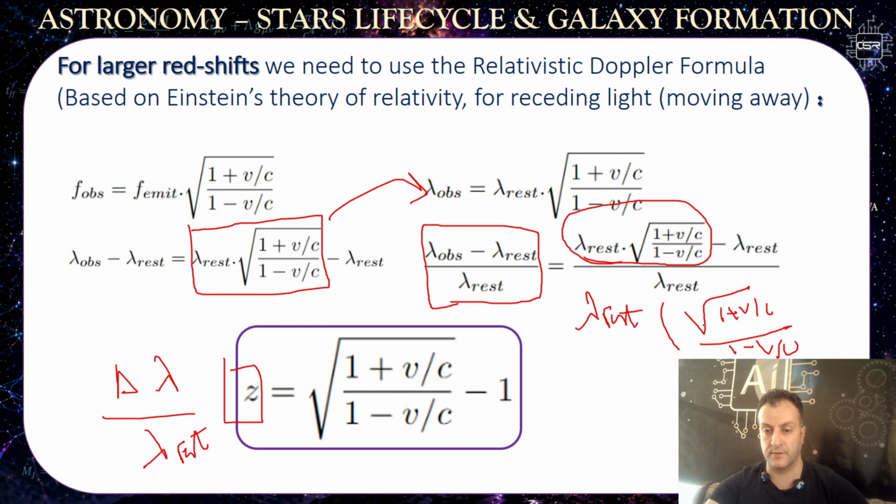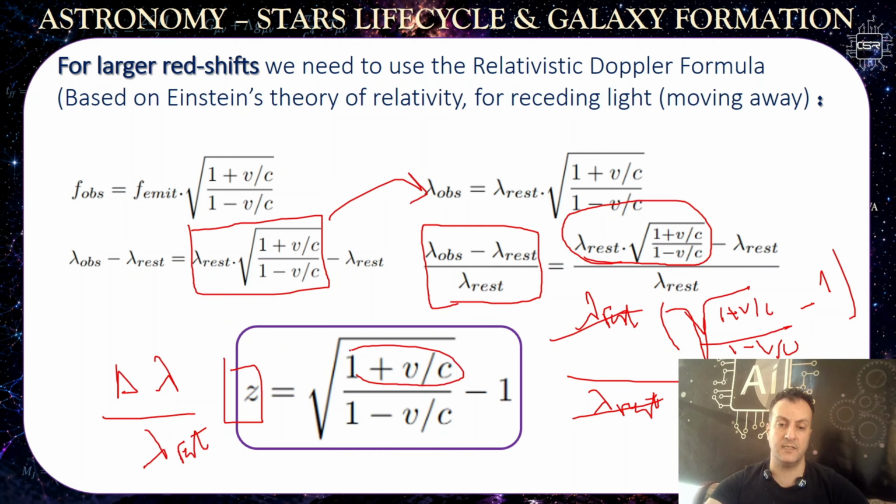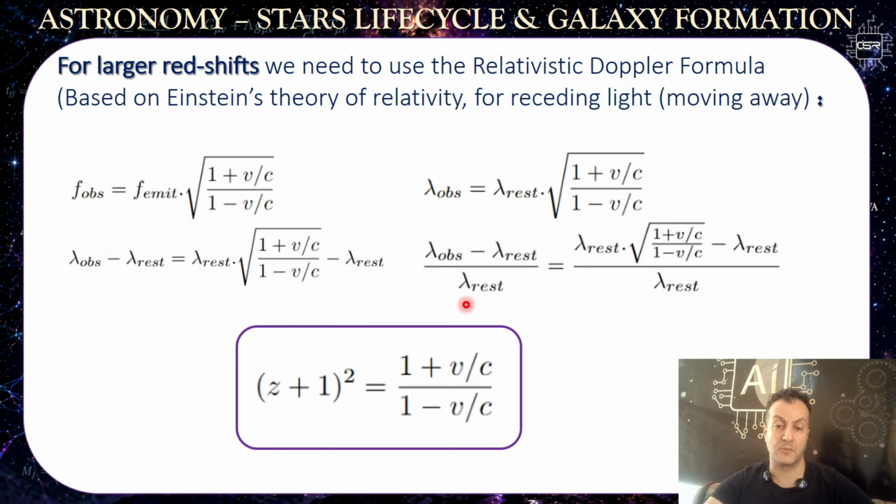I'm sorry, the entire expression here is under the square root, minus 1, divided by lambda rest. You factor out lambda rest, so what remains is the square root of (1 plus v over c) divided by (1 minus v over c), minus 1. And this would be the redshift. We can also make some changes here by moving minus 1 to the left. So you get z plus 1, then you raise it to the power of 2, we get rid of the square root.